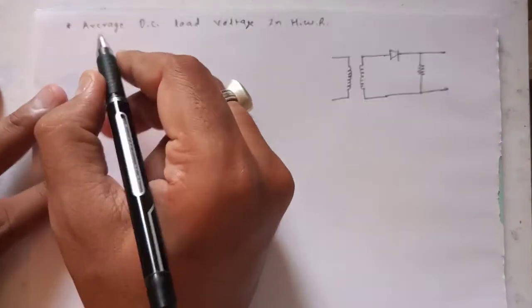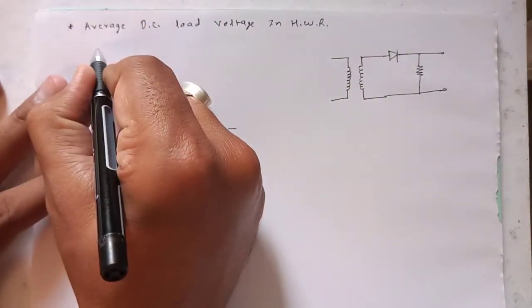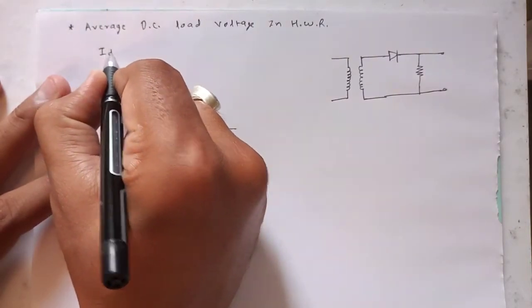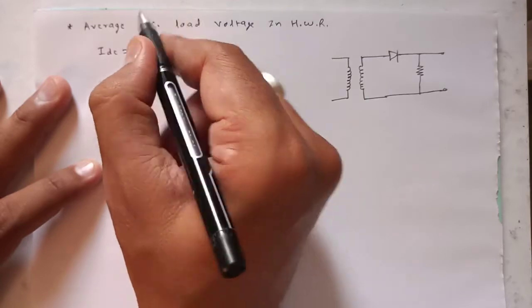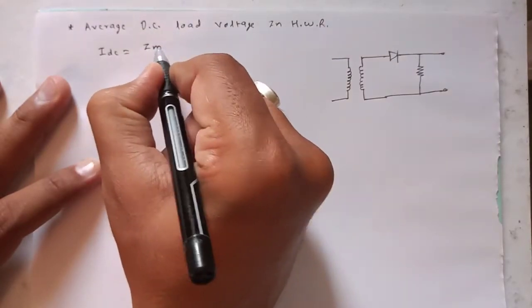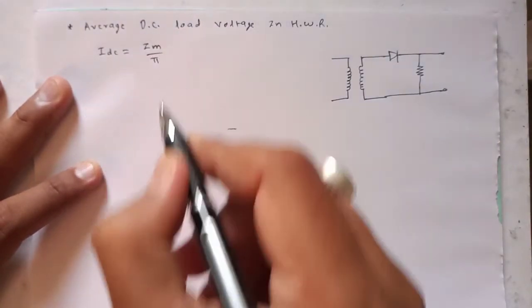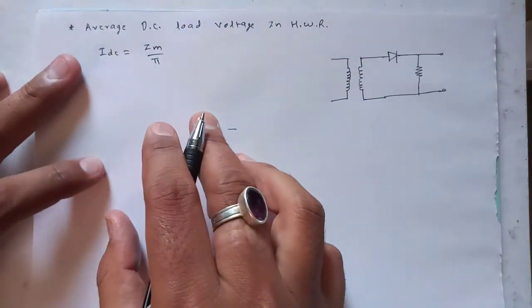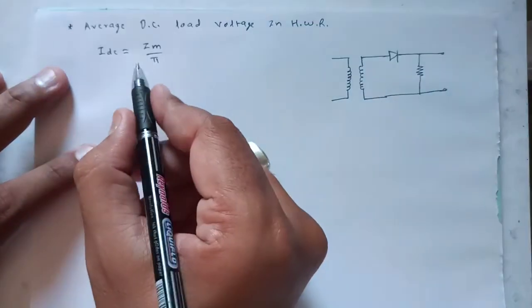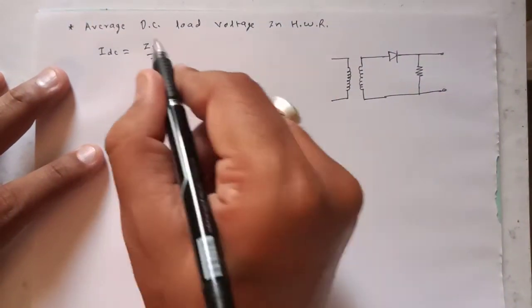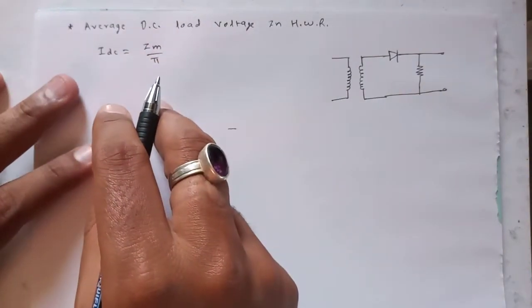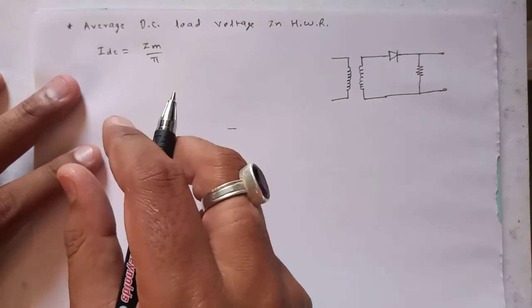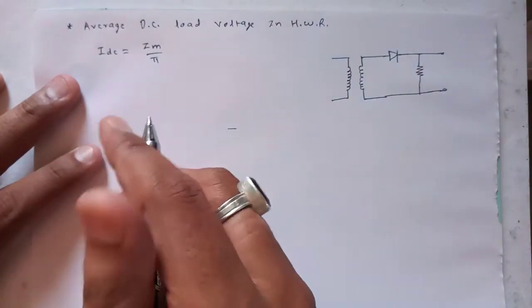Only one thing that we want to recall is that we already know that the value of DC current, that is IDC, is given by Im by pi, that we already derived. Now here, before we go for the value of VDC, that is average DC load voltage, we have to get one equation for Im, which we normally use for calculation in case of the numericals.